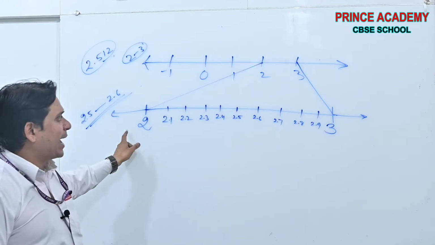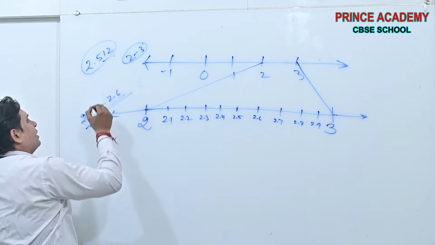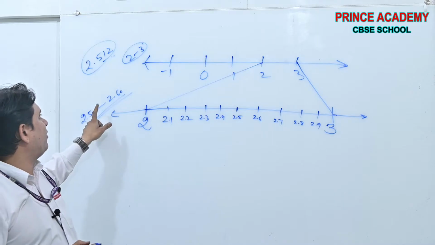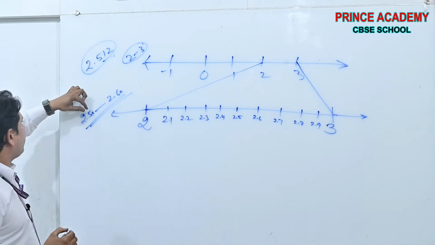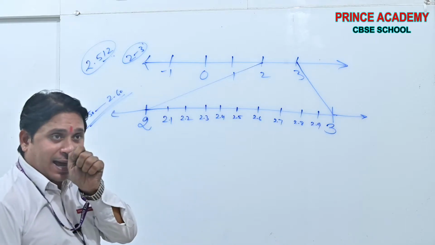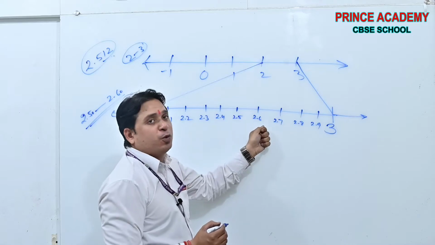On this line you can observe 2.51. 2.51 is between this and this, yes or no? You put a 0 behind 5 and 6. What will you get? 50, 60. 51 is between 50 and 60. Take the lens and put it on 2.5 and 2.6.